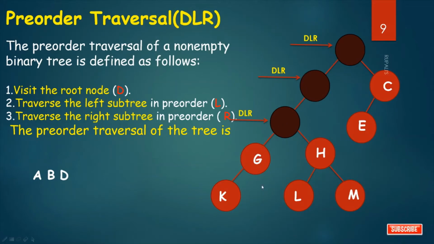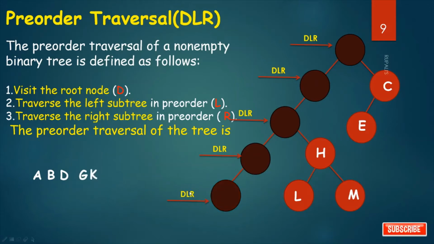Here also you have to apply DLR. So D means print the node. Next instruction is L. So go to L. Here also you apply DLR. D means print the node. Next instruction is L. Go to L. No L is there. Then next instruction is R. Go to R. No right child is there. Come here. D completed. L completed. Go to R. No right child is there. Come here. D completed. L, visit left child, is also completed.